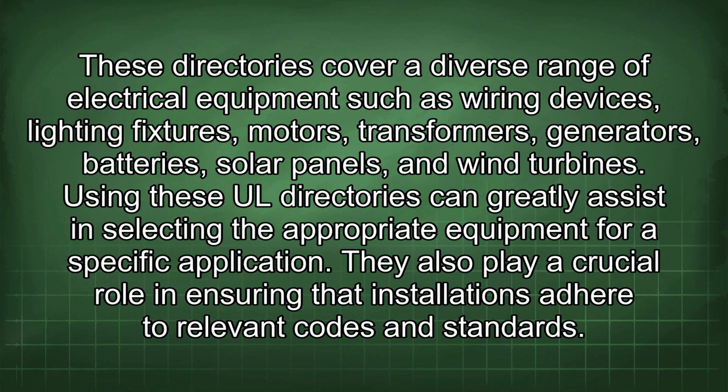These directories cover a diverse range of electrical equipment such as wiring devices, lighting fixtures, motors, transformers, generators, batteries, solar panels, and wind turbines. Using these UL directories can greatly assist in selecting the appropriate equipment for a specific application. They also play a crucial role in ensuring that installations adhere to relevant codes and standards.